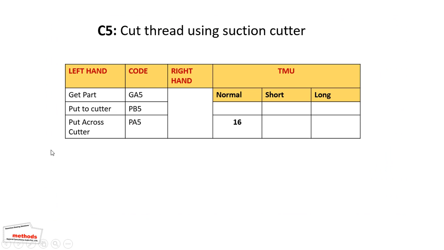The next code is C5 and it is the last code and describes the motion of cutting thread using a suction cutter. Now a suction cutter is only found in overlock machines. So the suction basically sucks the thread into a small hole and a blade cuts it inside it with a single stroke. After this, the operator pulls the part out and disposes it. So you get the part, put it to the hole or the cutter hole, and then put it across the cutter once the thread has been cut.